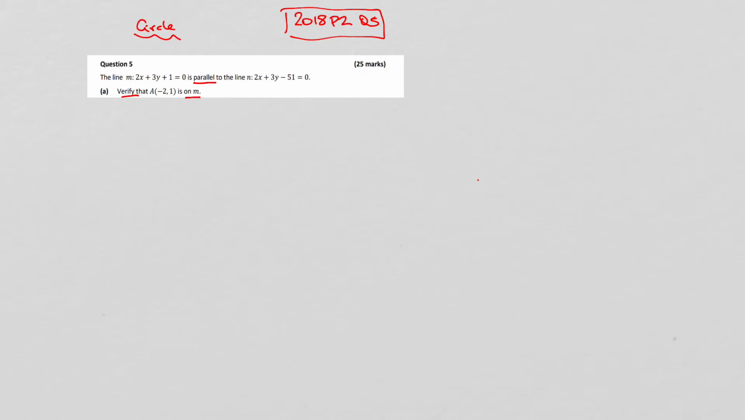That's really easy, because all we have to do is take our point A and the line M. If a point is on a line, that means it satisfies it. So if I sub in for x and I sub in for y, the left-hand side should equal the right-hand side. So we have 2 times minus 2 plus 3 times 1 plus 1, and I want to see, is that equal to 0?